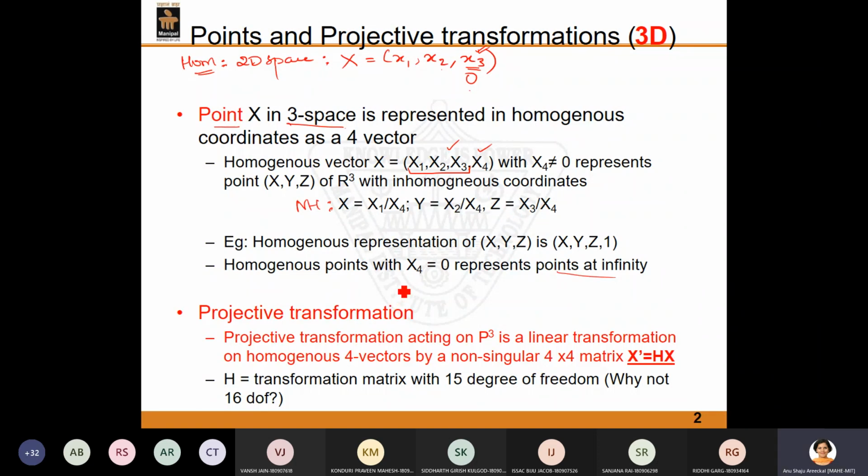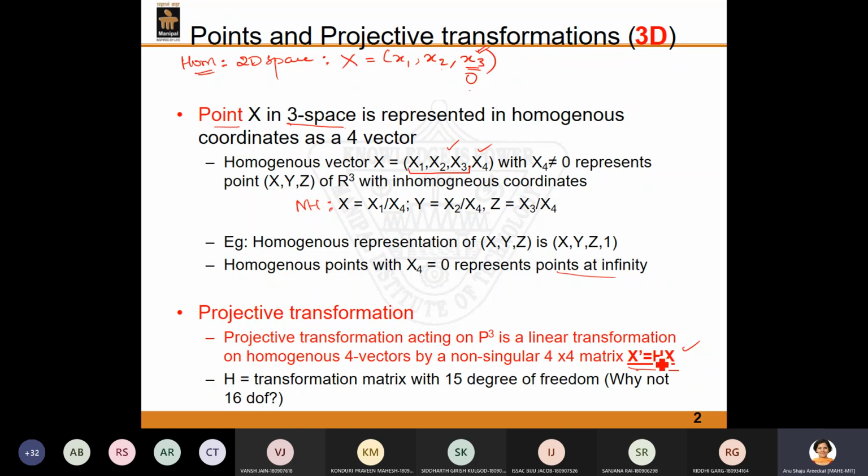Now, coming to projective transformation, I can represent it by x dash is equal to Hx. This is an equation that we already saw in the previous class for a 2D case. If it is a two-dimensional space, when you write x dash is equal to Hx, these x would have only 3 dimensions. So this H would be a 3 cross 3 matrix if it is in 2D space.